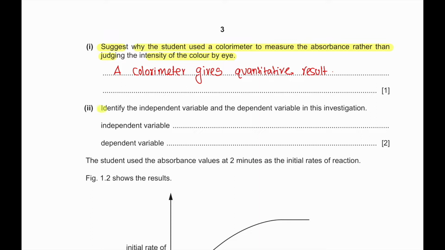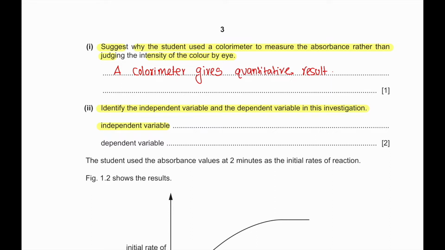Part 2. Identify the independent variable and the dependent variable in this investigation. Whenever we are asked about the independent variable, we have to understand that the independent variable is the variable that we are allowed to change, and the dependent variable is usually the result of that particular change, and controlled variables are those that we will keep fixed so that a change in those parameters does not affect the reaction.